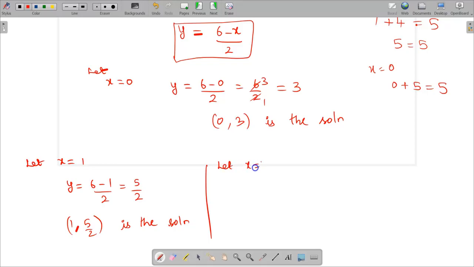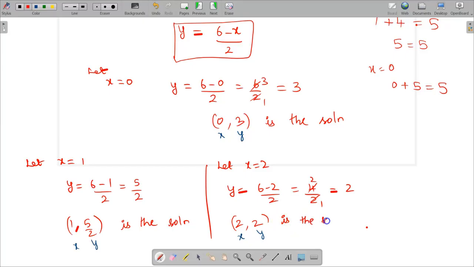So similarly, let me find out the third solution. Let x equal to 2. It is not necessary you have to take in continuous manner. You can take any value for x. So y is equal to what? 6 minus x by 2. So 6 minus 2 by 2. 6 minus 2 is what? 4. 4 by 2. So 2 ones are 2, 2 twos are 4. 2 by 1 is what? 2. So what is the x? x value is 2, y value is what? 2. So always this value is nothing but x, this value is what? y. So this value is x, this value is y. So always I have to write x first followed by y. Okay, so that you have to properly insist. So 2 comma 2 again it is a solution.